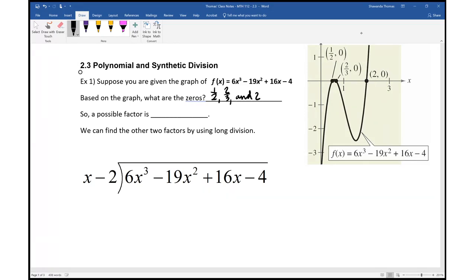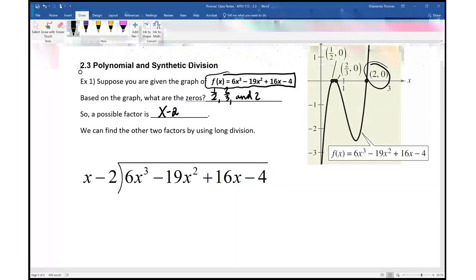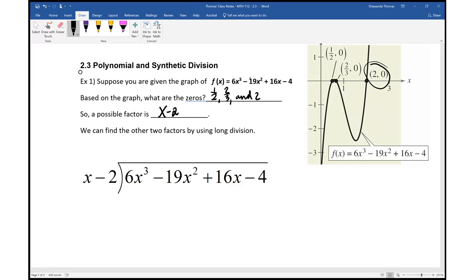Now, if 2, for example, is an x-intercept, then a possible factor would be x minus 2. Because if you set x minus 2 equals 0, you would get that x-intercept of 2. So x minus 2 is a possible factor of this function. We can use this information to break down this function to algebraically get the other factors. Now, we can use something called polynomial long division.